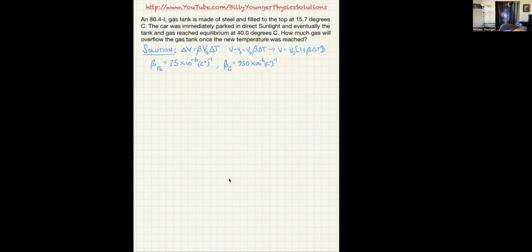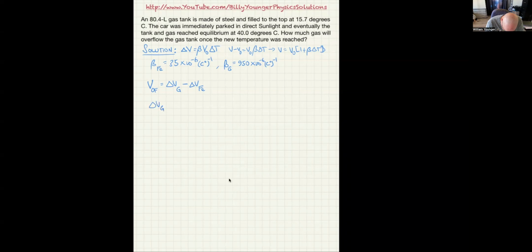So our V overflow would be delta V gas minus delta V for the tank, which we'll just call iron. So that should be our answer. Now we can go ahead and calculate each of those.